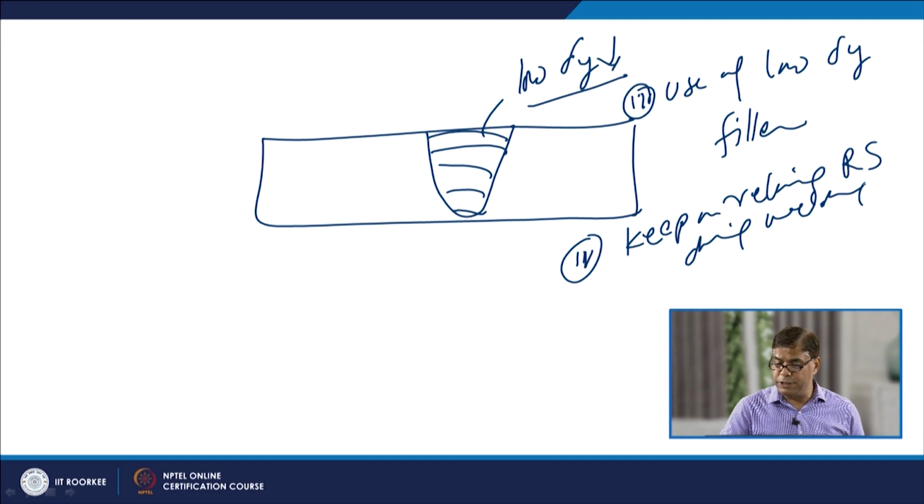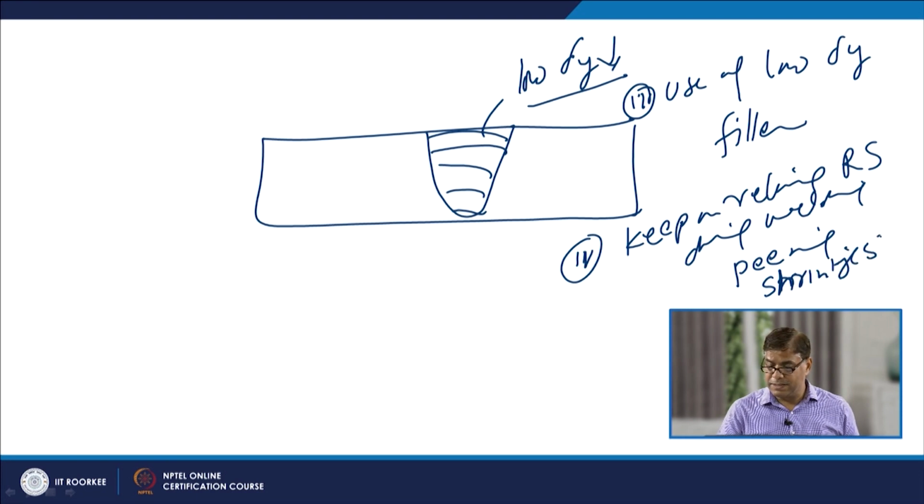So, after each pass we perform peening using a hammer on the already deposited weld bead, so that the shrinkage stresses are relieved. So, these are the four aspects or four steps which can be taken in order to control the possibility of the cracking of the QNT steel weld joints.